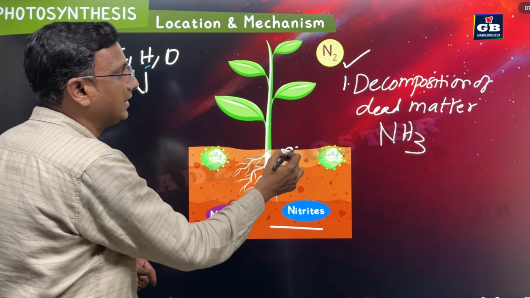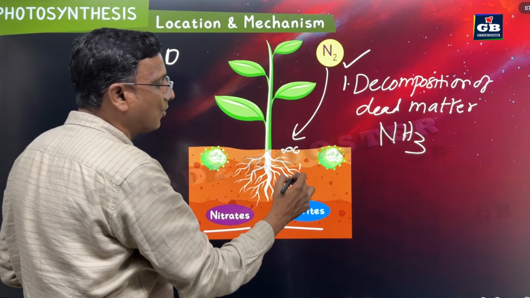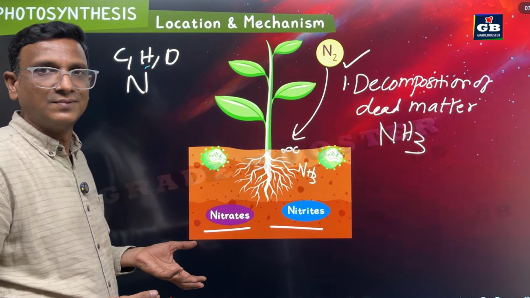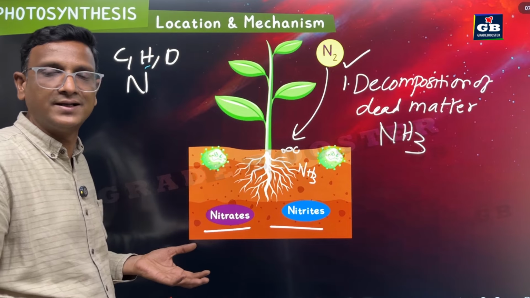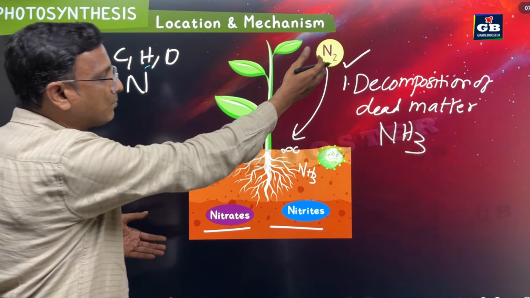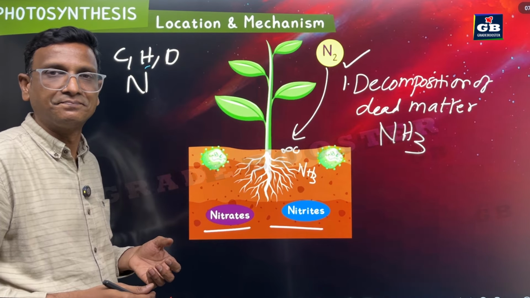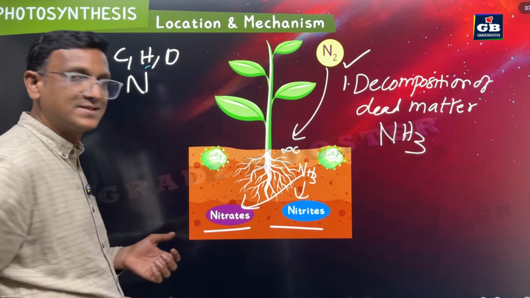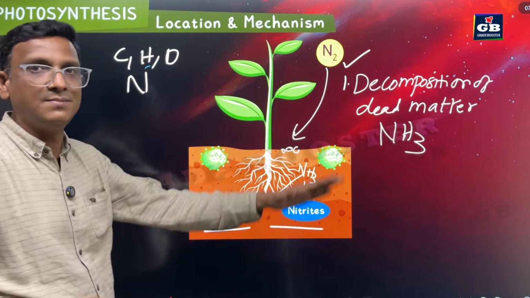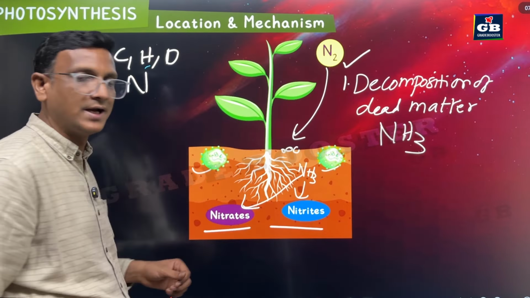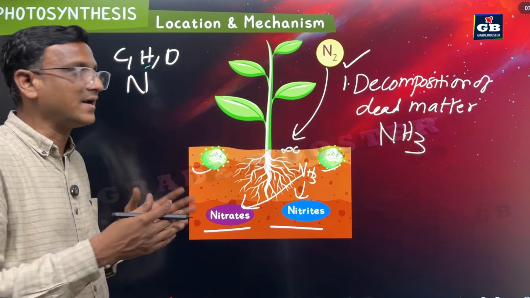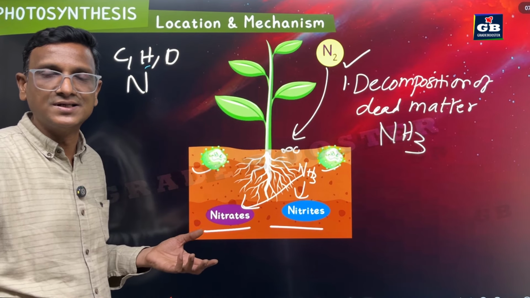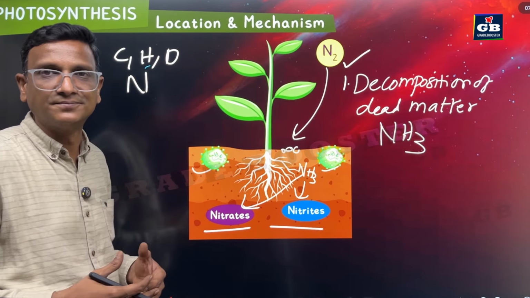Some bacteria in the soil convert the atmospheric nitrogen into ammonia. So in this way, ammonia is formed in the soil. Ammonia is formed by 2 ways: decomposition of dead organic matter and conversion of atmospheric nitrogen into ammonia by some bacteria. This ammonia is again converted to nitrites and nitrates by nitrogen fixing bacteria. These nitrites and nitrates are taken by the plant, and the plant uses them to produce proteins. So they are important for the growth of the plant.